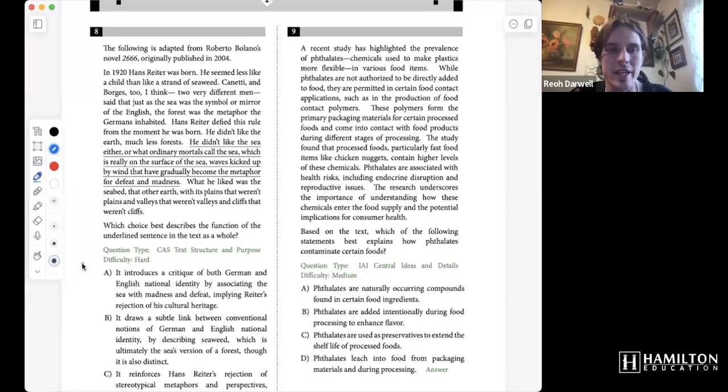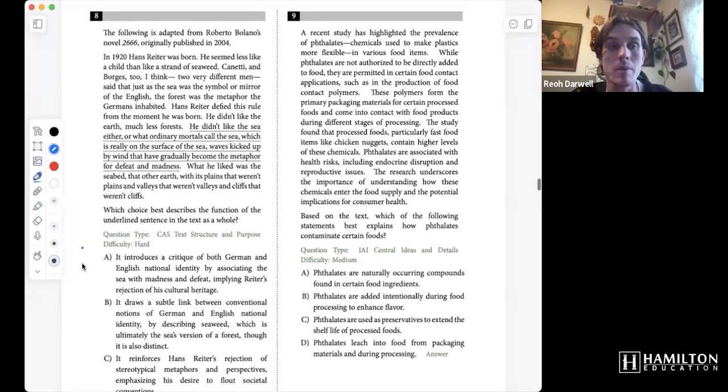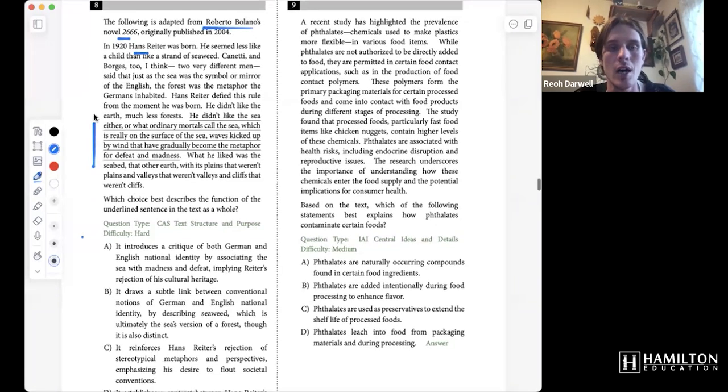All right, question 8 is a text structure and purpose question. It comes from literature. If you're missing a question like this, I think you might be thinking too much about your AP Lit or AP Lang tests and not enough about how we need to respond to passages on the SAT. On the SAT, we infer only what is logically given to us. We don't want to infer too far, okay? So we get this information about Hans Reiter. This is from the best book of all time, by the way, Roberto Bolaño's 2666.